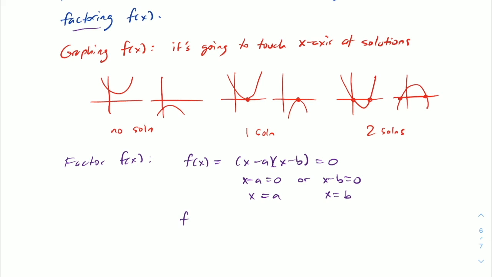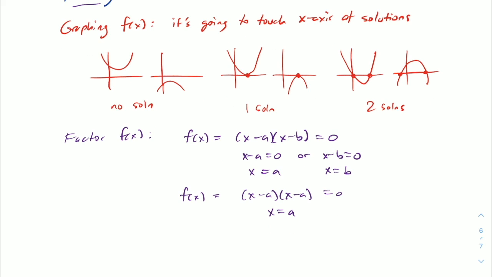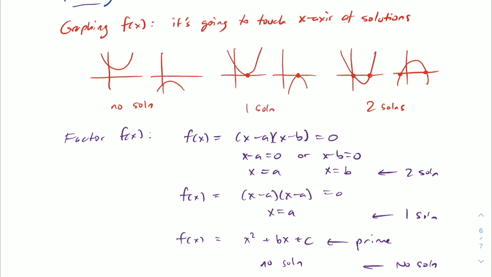We could also factor and get a repeated factor, something like this. And that will give us just x equals a. Or we could find that this quadratic doesn't factor. It's prime. And then there would be no solution. So again, we get the two solution situation, the one solution situation, or the no solution situation.